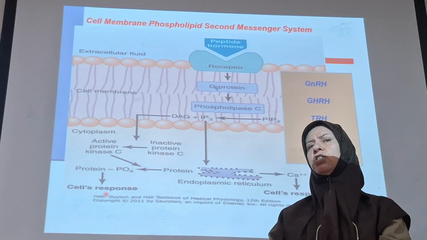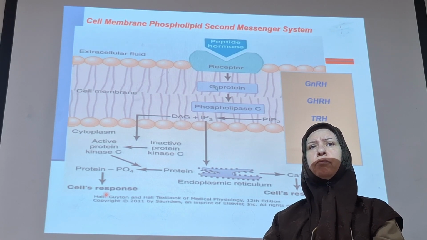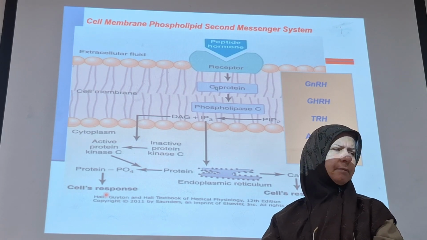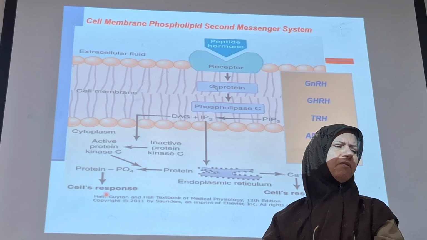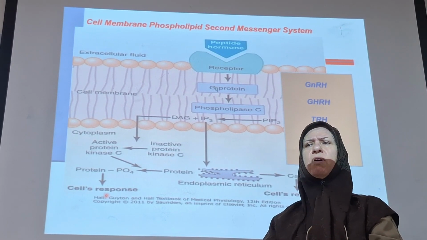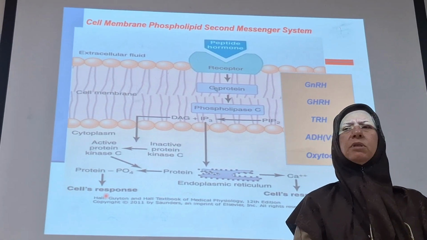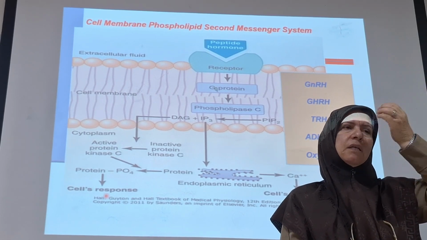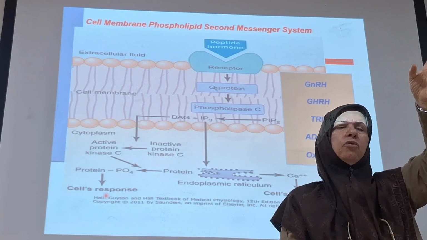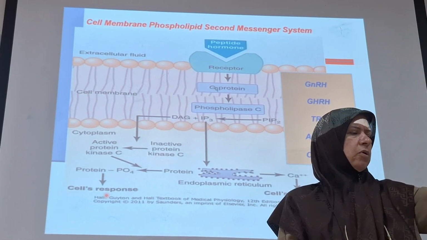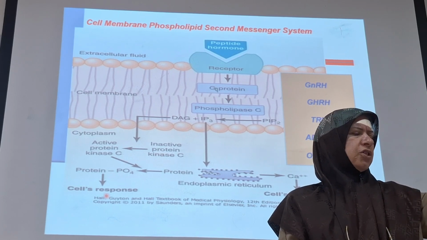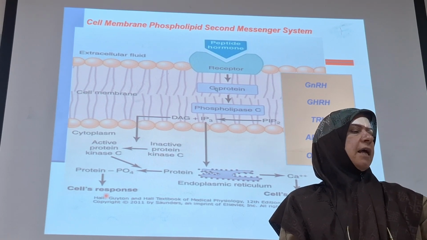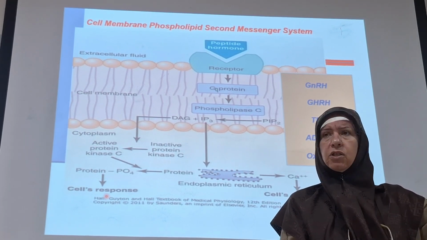Which hormones act via Gq? GnRH, GHRH, TRH, ADH. All of them are neurohormones of the hypothalamus. You know the neurohormones of the hypothalamus. In the next session, I will discuss the hypothalamic neurohormones: GnRH, GHRH, TRH, CRH, ADH and oxytocin.